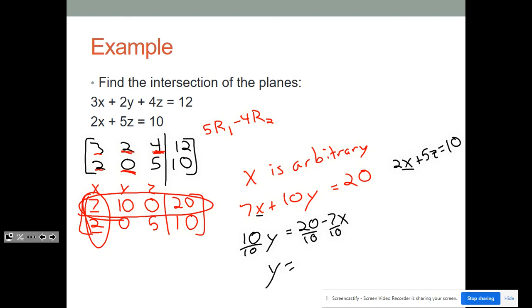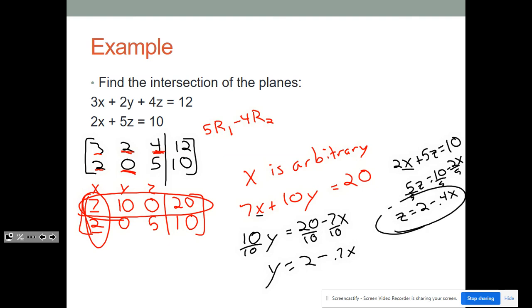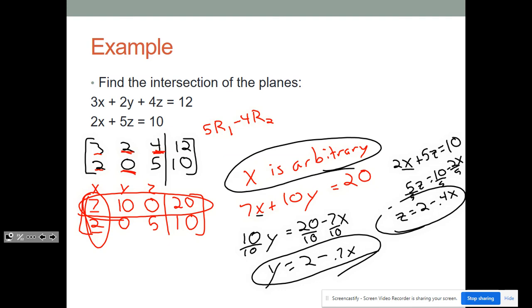Okay, so I say y is 2 minus, let's say, 0.7x. Another equation, we subtract 2x over, divide by 5. So that's 2 minus 0.4x, you can write the rest as a fraction. Okay, so this is how we write our solution. We say y is 2 minus 0.7x, z is 2 minus 0.4x, x is arbitrary.